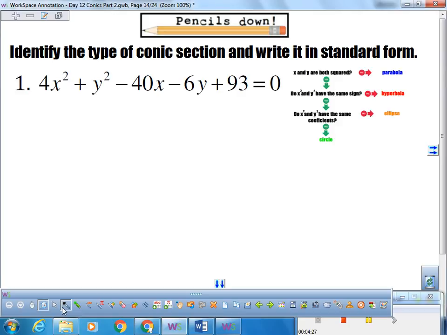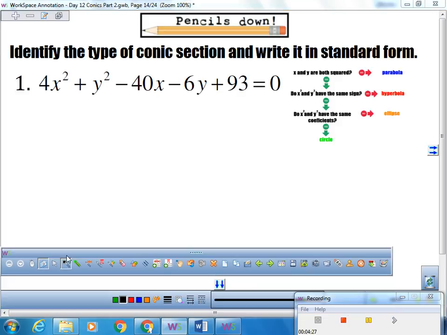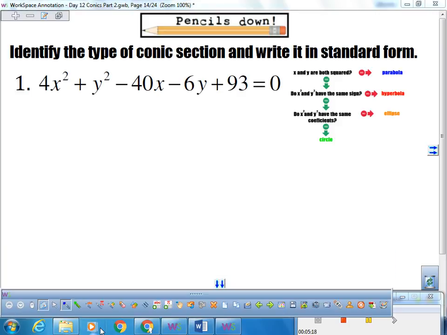Do you see that? If they had the same coefficient, it would end up being a circle. All right, so I'm going to go ahead and work with just the x's first, which some of you have been doing. So I have 4x squared minus 40x. Do you see anything else up there that has x's? No, so we're going to add something.